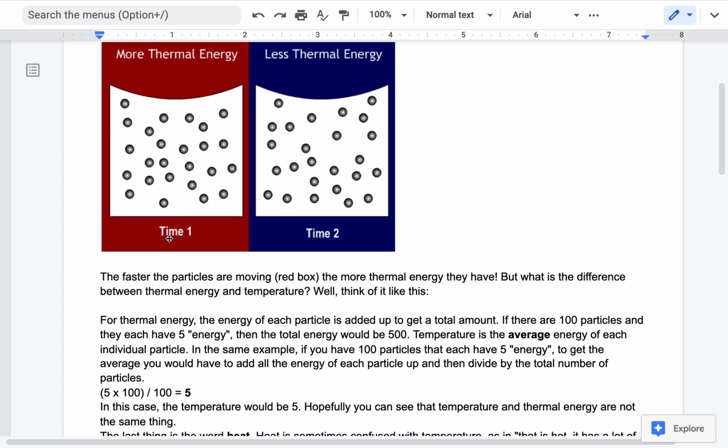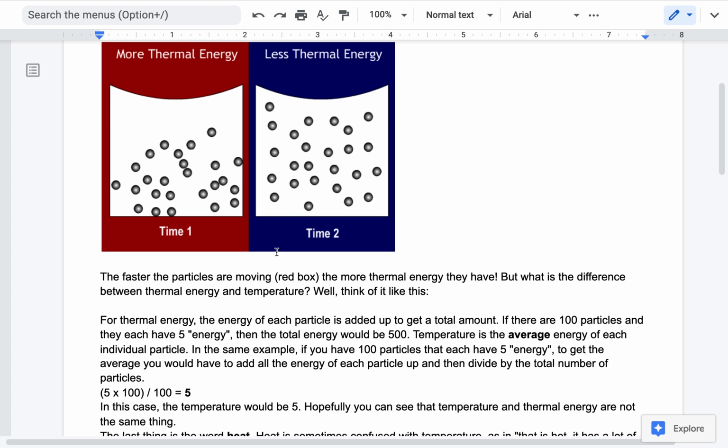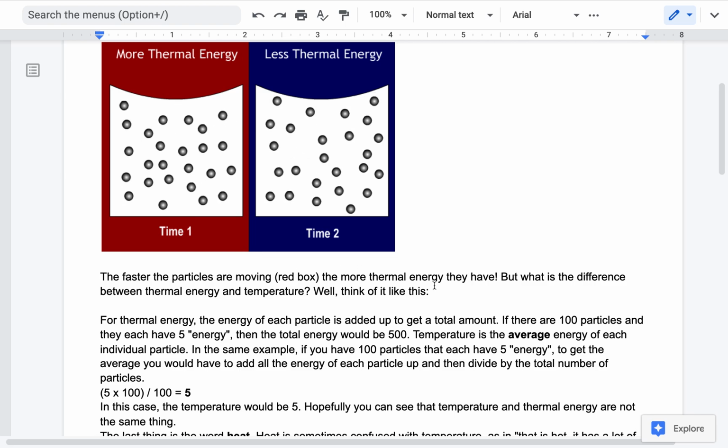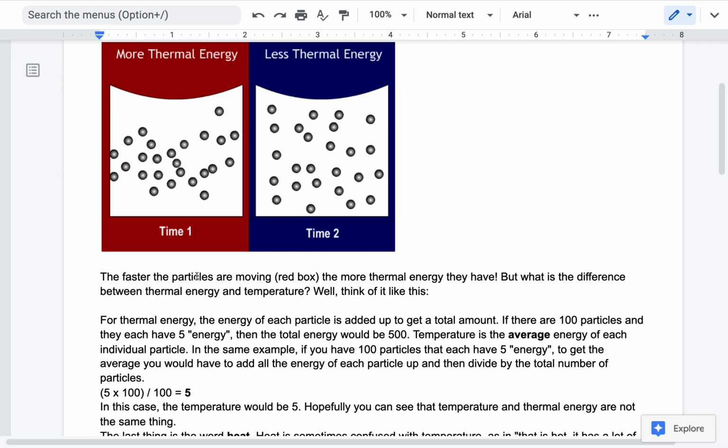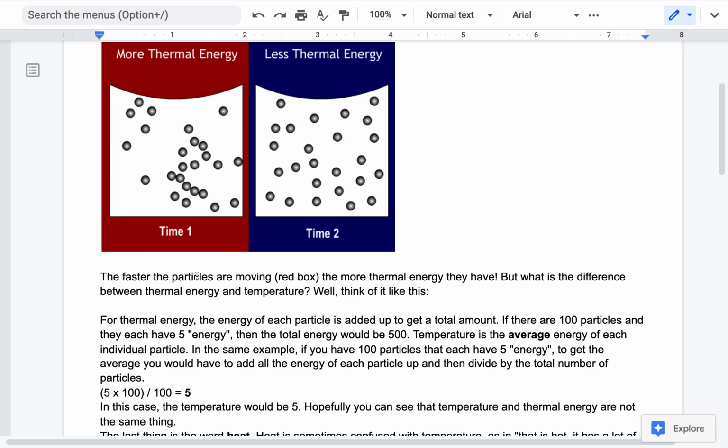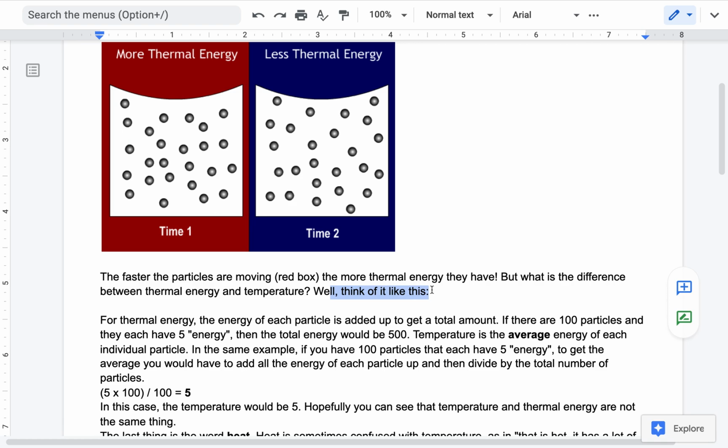Now you can see, like I said, the faster the particles are moving, the red box, the more thermal energy they have. But what is the difference between thermal energy and temperature? Well, it really comes down to math, although it's not super complicated. So think of it like this.